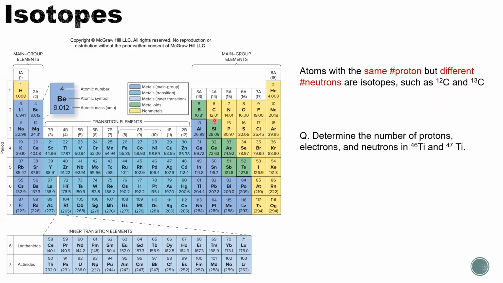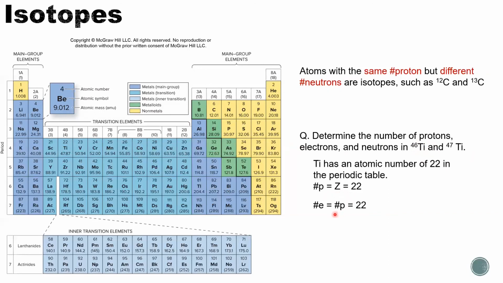Let's take a look at the question. Determine the number of protons, electrons, and neutrons in titanium-46 and titanium-47. It's actually the same thing as before. You just need to memorize or master those three equations. Once we know the symbol titanium, we can find the atomic number in the periodic table. Here it is 22. That means the number of protons equals the atomic number, which is 22.